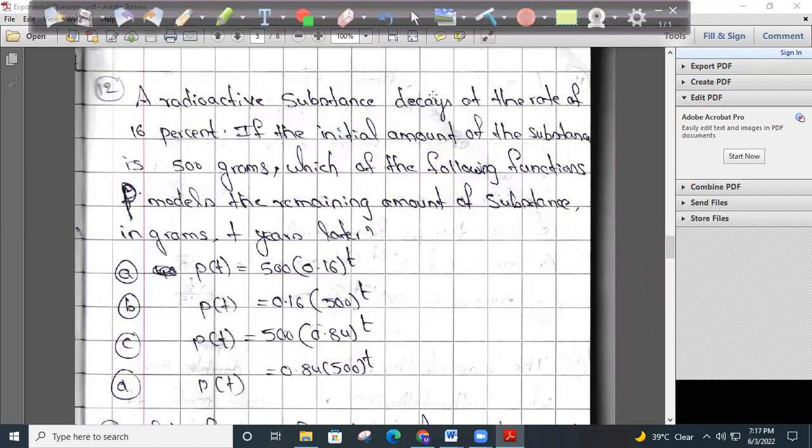Read the question carefully. If you cannot understand my writing, let me know, I'll read it for you. Very good. Excellent. A radioactive substance decays at the rate of 16%. If the initial amount of the substance is 500 grams, which of the following functions models the remaining amount of substance in grams t years later?